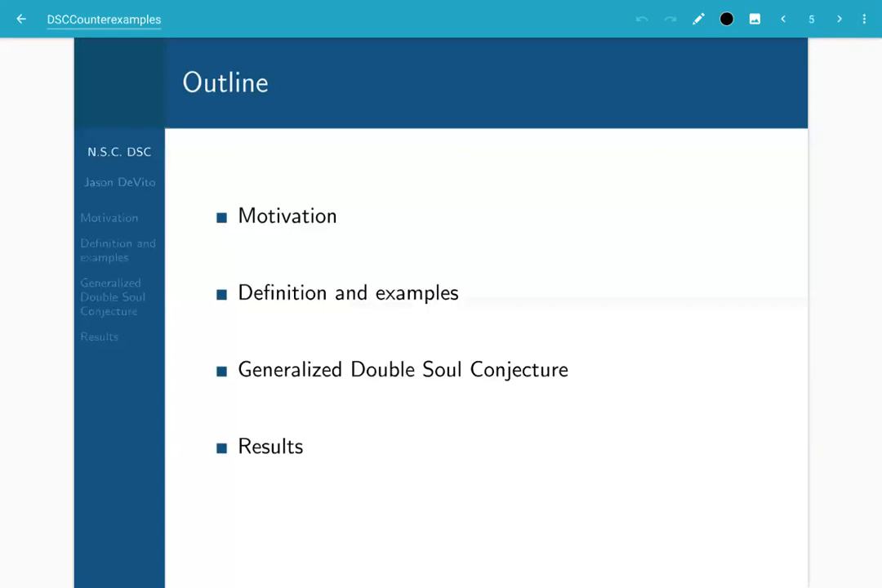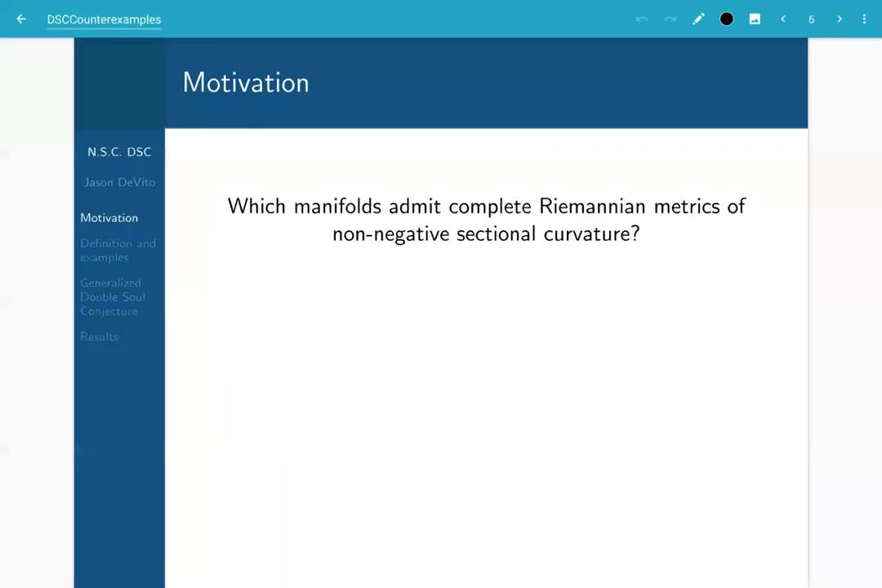And then we'll talk about the definition of double disk bundles, which play a key role in this double soul conjecture, and do some examples. Talk about a generalization of the double soul conjecture, and then talk about some recent results within that. So I guess without further ado, we'll go right on in.